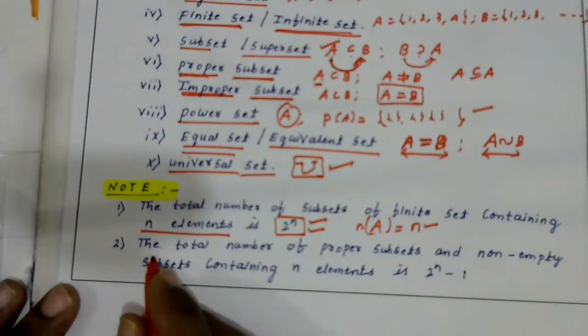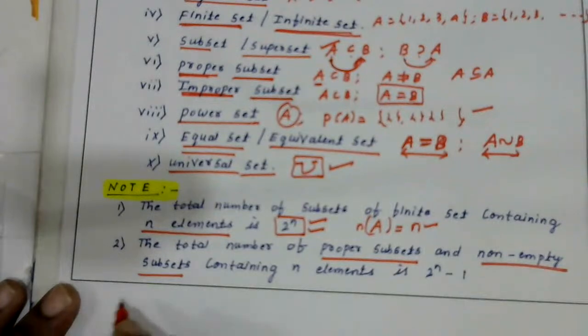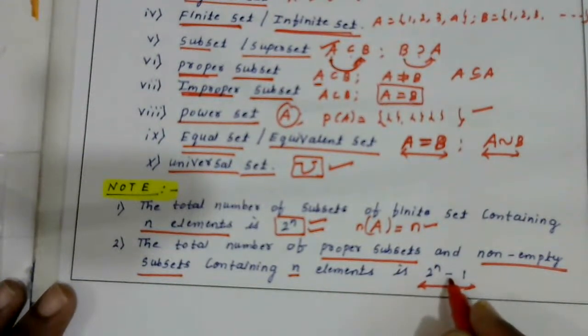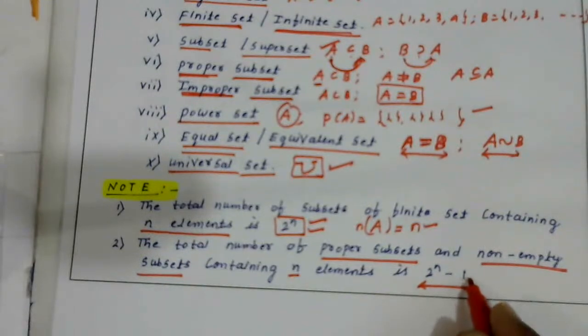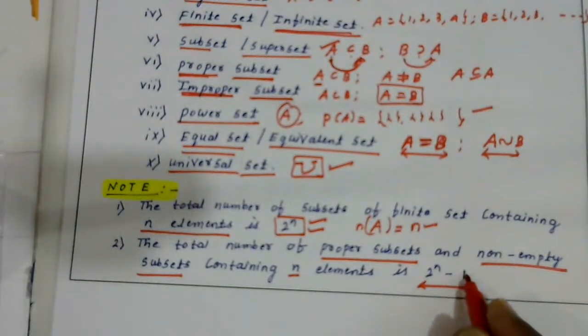And second, the total number of proper subsets or non-empty subsets. The total number of proper subsets and non-empty subsets of a set containing n elements is 2 raised to n minus 1, because 2 raised to n is the total number of subsets. If you want proper subsets, one set you have to remove which is improper. So 2 raised to n minus 1 gives proper subsets, and if you want non-empty subsets, one set you have to remove which is the empty set.